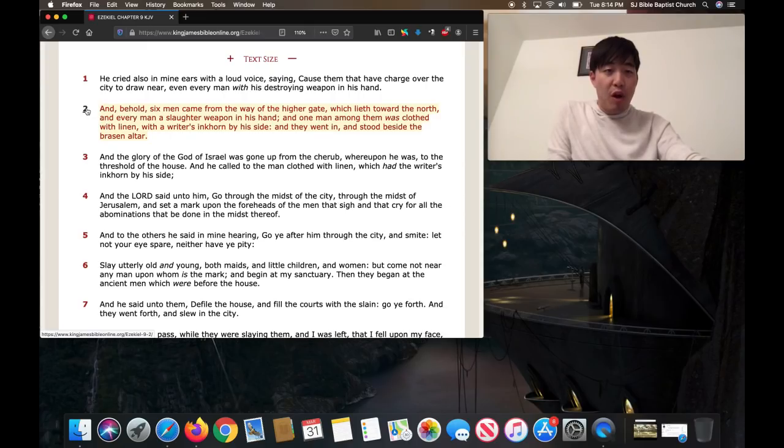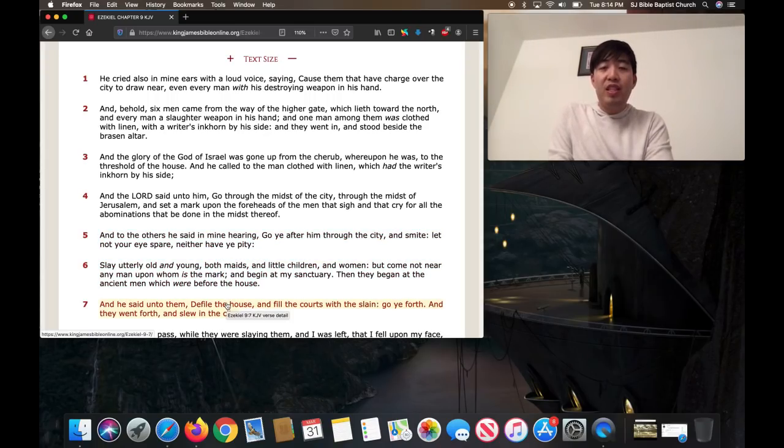And set a mark upon the foreheads of the men that sigh and that cry for all the abominations that be done in the midst thereof. So notice that these are people who witness the abomination that's going on in the city of Jerusalem. And God says, put a mark on them. Why? So that his judgment doesn't fall, at verses 5, 6, and 7.